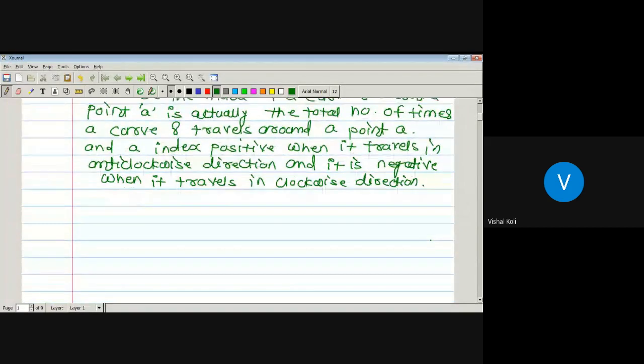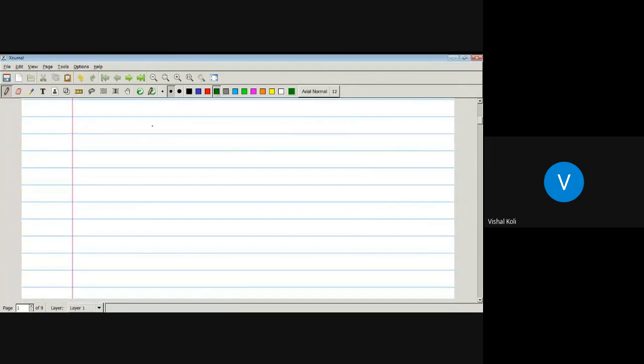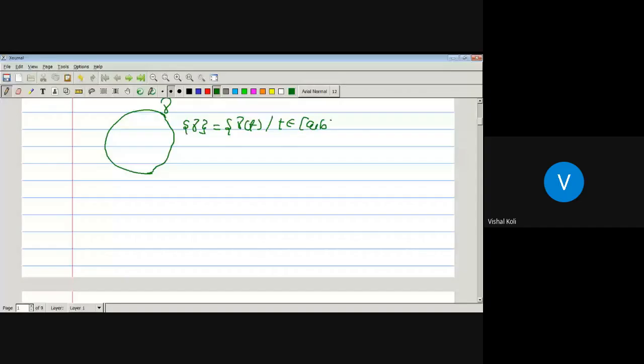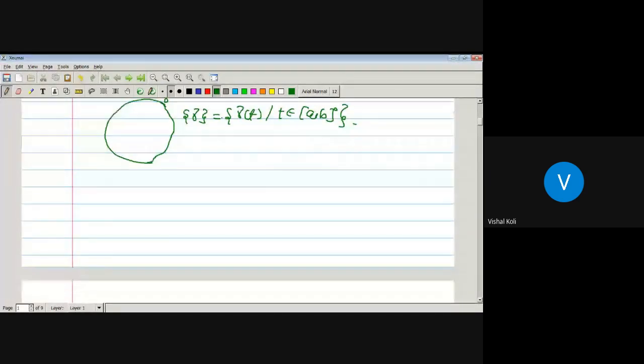For example, suppose there is a curve gamma. Suppose this will be our curve gamma. Now what is trace of gamma? Trace of gamma is nothing but gamma of t, where t belongs to closed interval [a, b]. That is the definition of trace of gamma.